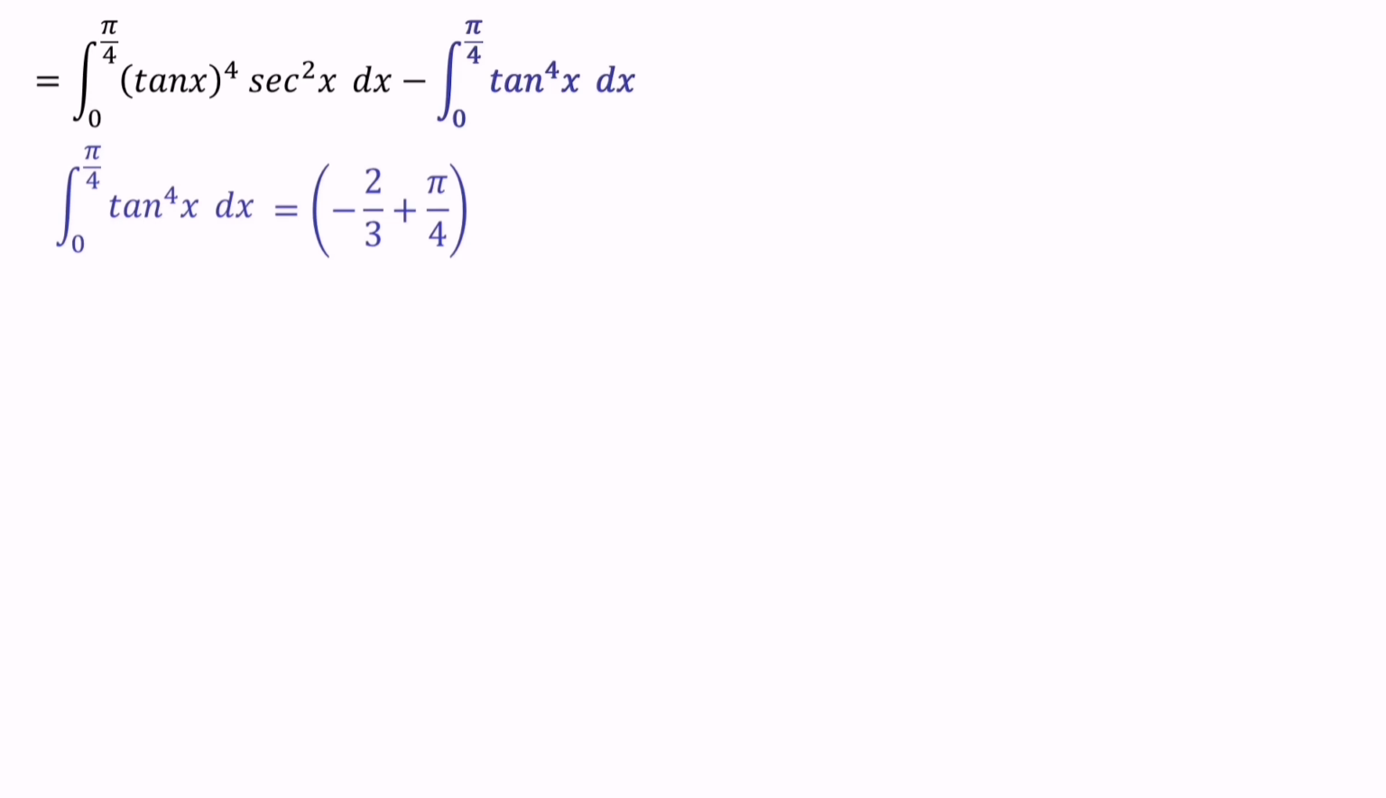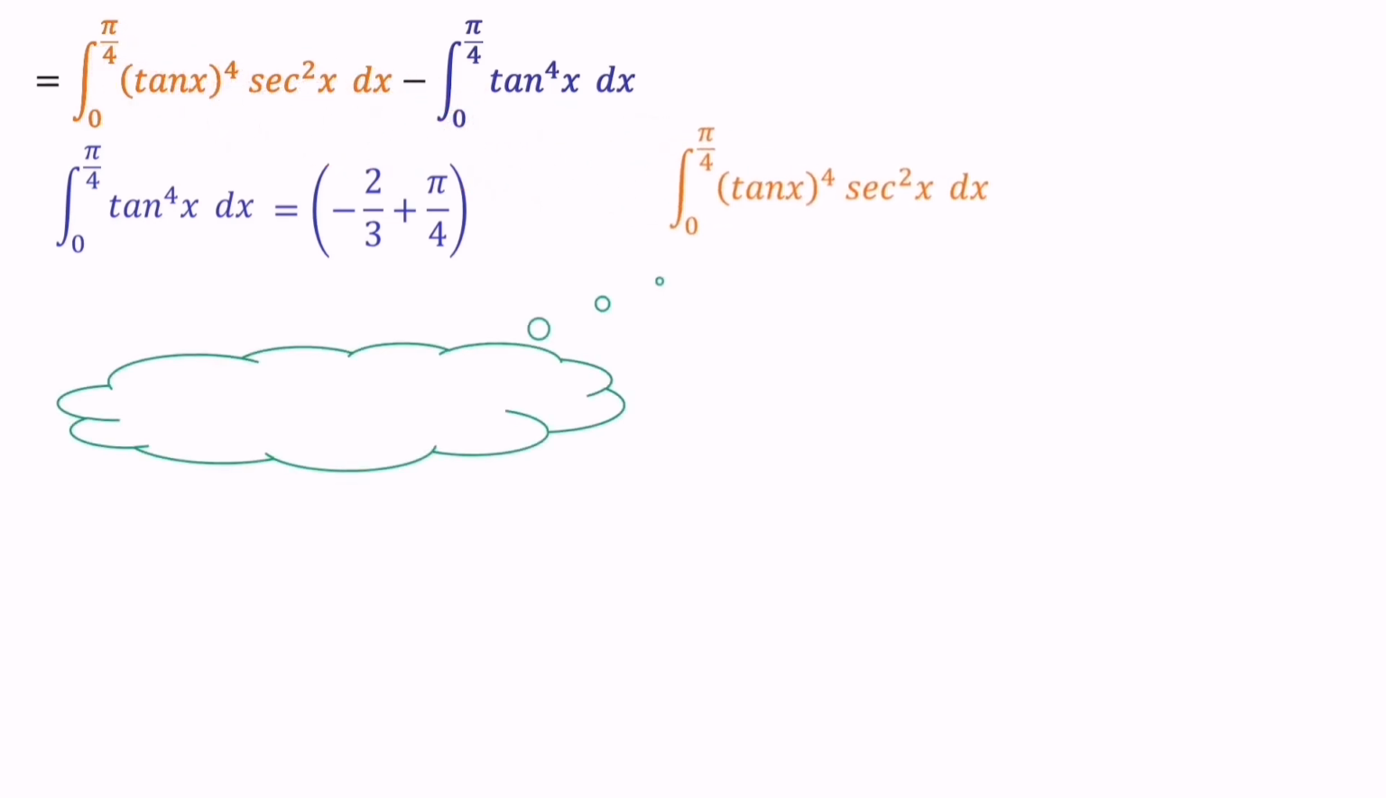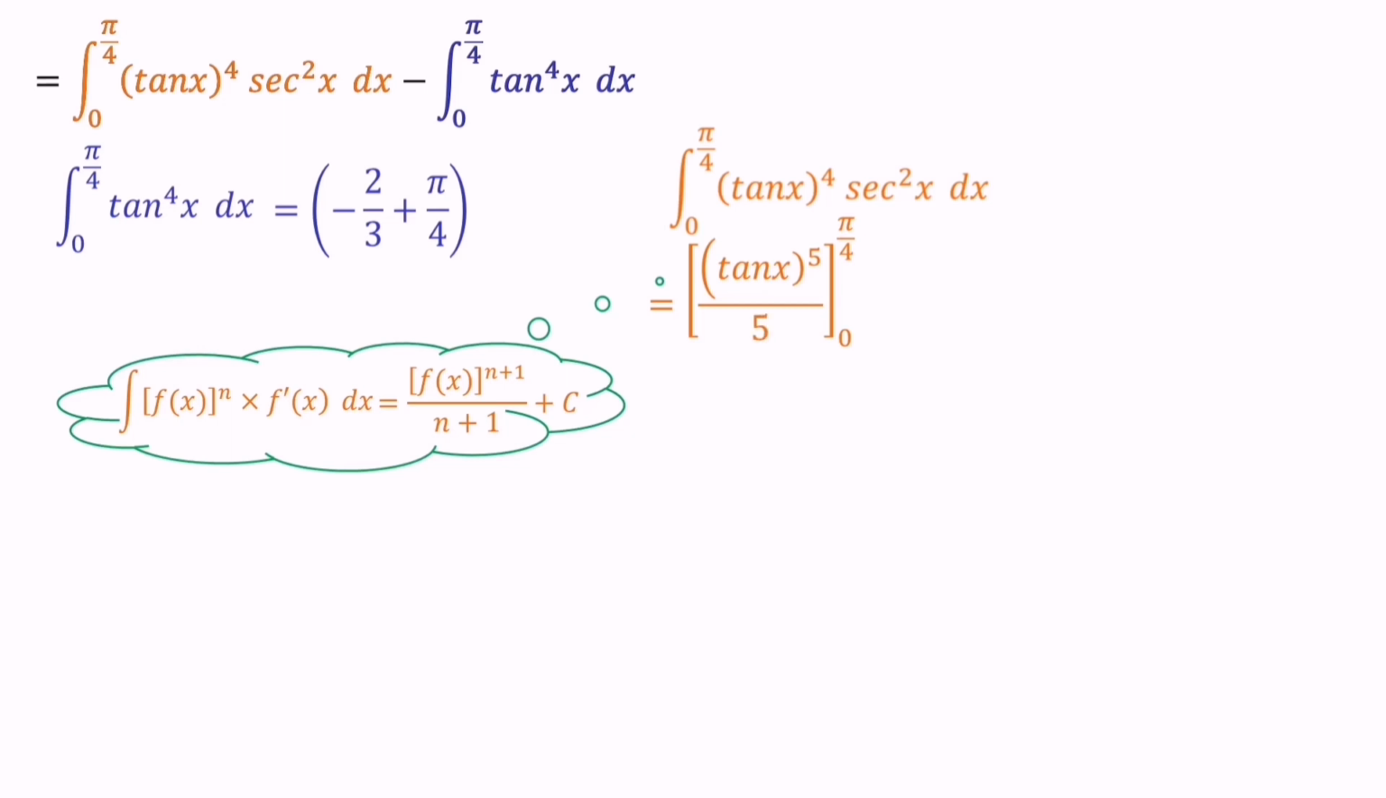Now we can consider the integral of tan x to the power of 4 times sec squared x. We know the integral of f(x) to the power of n times f dash x, or differentiation of f(x), equals f(x) to the power of n plus 1 over n plus 1. Using this equation, we can write the integral of tan x to the power of 4 times sec squared x as tan x to the power of 5 over 5. In this case, f(x) equals tan x, n equals 4, f dash x equals sec squared x.